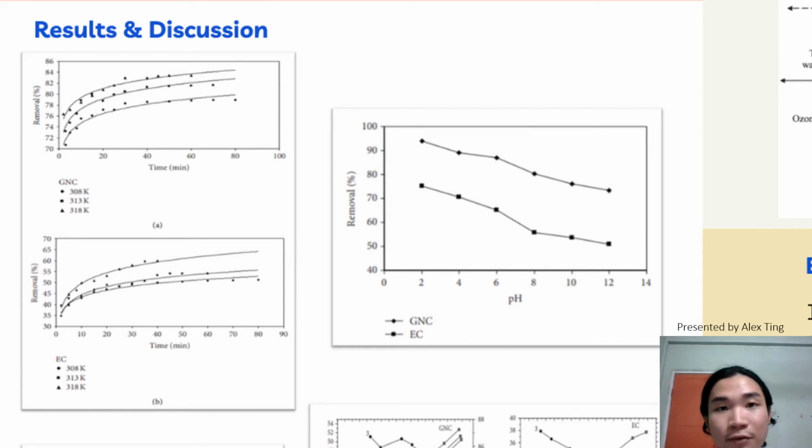As observed on the right figure, the removal efficiency of GNC decreased from 94% to 73% from pH 2 to 12. For EC adsorbent, the removal efficiency decreased from 75% to 51%. This phenomenon is because at low pH 2, there is a significantly high electrostatic attraction between the anion dye and the surface of adsorbent that is positively charged. The lower adsorption at high pH level can be explained by the excess presence of hydroxide ions. They will compete with dye anions for adsorption sites.